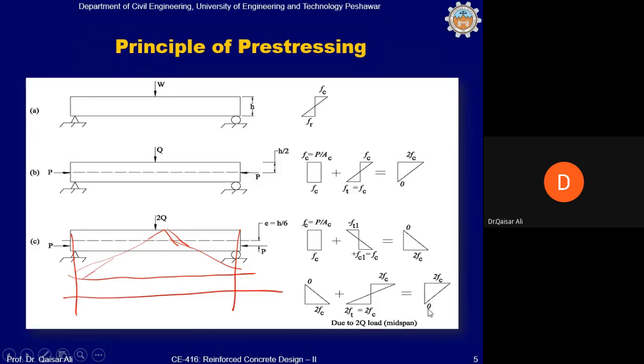So with this, you can see that the difference between the previous case explained in figure B and that of figure C is that in figure C, the pre-compression has been applied at eccentricity. Which means that eccentric application of pre-compression force may double the load carrying capacity of the member. As you can see, in this case the load is twice the previous load. Still you have the same state of stress as in the previous case, which means that eccentric pre-compression is better than concentric pre-compression.